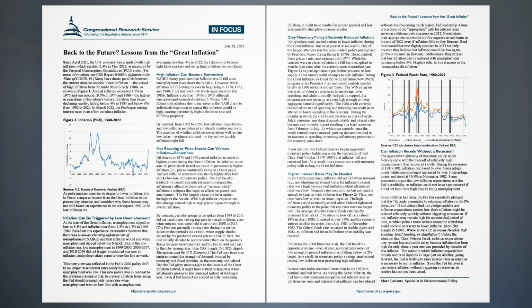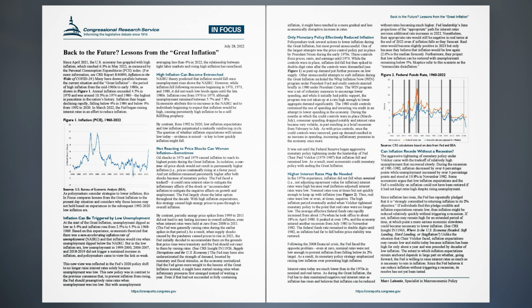While the controls were in place, inflation did fall but then spiked to double-digit rates after the controls were dismantled. See Figure 1, as pent-up demand put further pressure on low supply. Other unsuccessful attempts to curb inflation during the Great Inflation included the Whip Inflation Now (WIN) program under President Ford and credit controls enacted briefly in 1980 under President Carter.